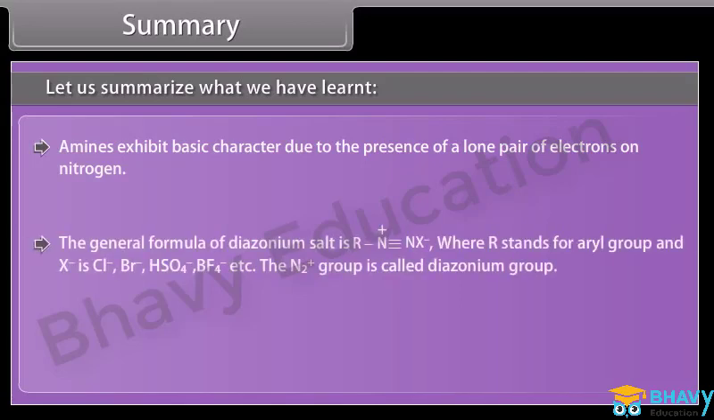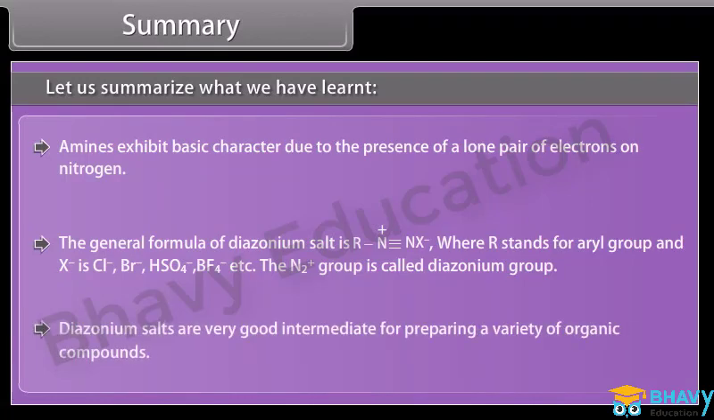The general formula of diazonium salt is RN2+ X-, where R stands for aryl group and X- is chloride ion, bromide ion, hydrogen sulfate ion, or tetrafluoroborate ion. The N2+ group is called the diazonium group. Diazonium salts are very good intermediates for preparing a variety of organic compounds.